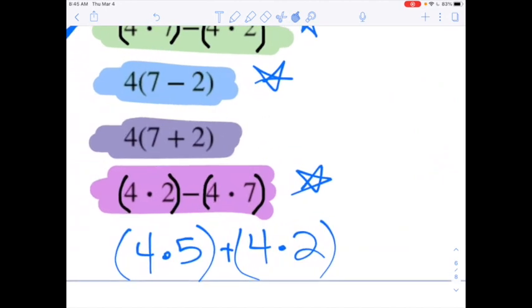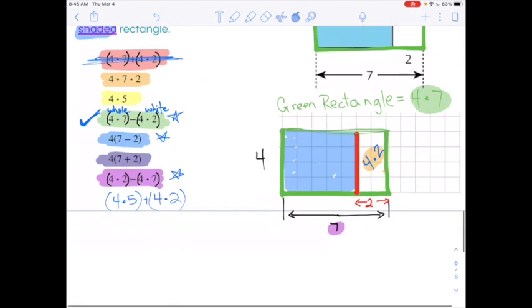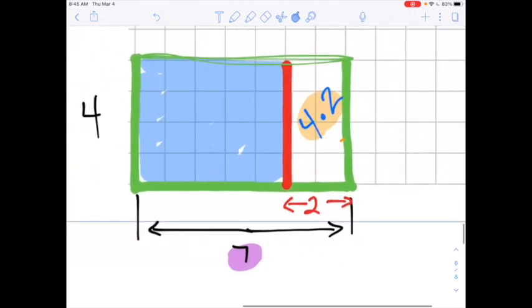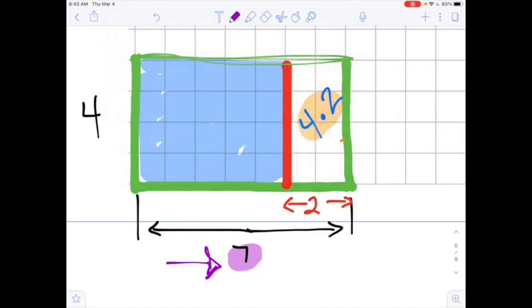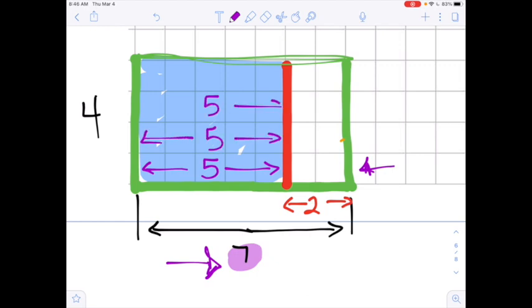The blue one here says 4 times 7 minus 2. Let's see if we can figure out where 7 minus 2 would be. Well, the 7 is down here on the bottom. That was the entire distance across. So if we have 7 minus 2, well, that's like taking away rows of white. So 7 minus 2 is 5. There we go. This is what it's saying. If I took the whole distance across and I took away the white part, then I'd be left with the 5 across for the blue.